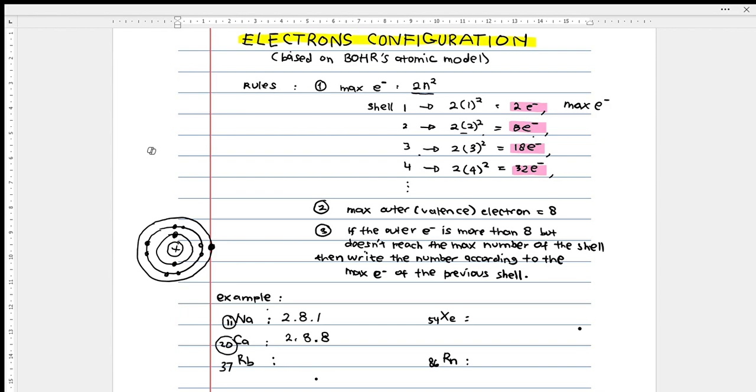Okay, so now we have 18 electrons distributed. We have only 2 left. We write 2 in the fourth shell.